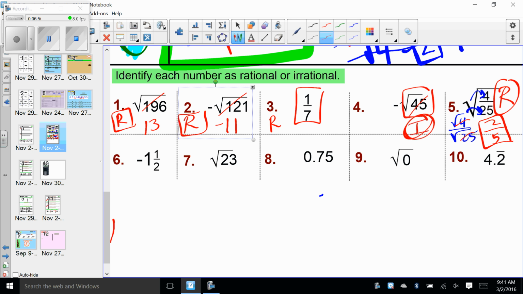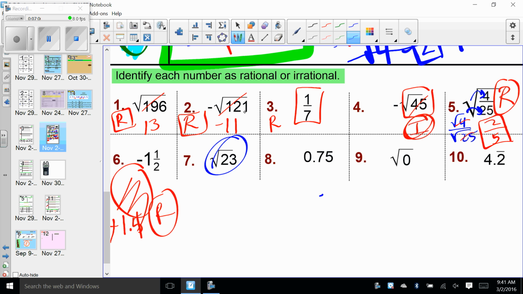We're looking for things that are icky decimals today. Negative 1 1/2. If you put that in your calculator, it's going to come out to negative 1.5. That's a really super nice decimal. Remember, all fractions are rational by definition anyway. Put that in your calculator. Go ahead and type that in. Square root of 23. Maybe some of you can already see it. When I put square root 23 in the calculator, it is irrational.